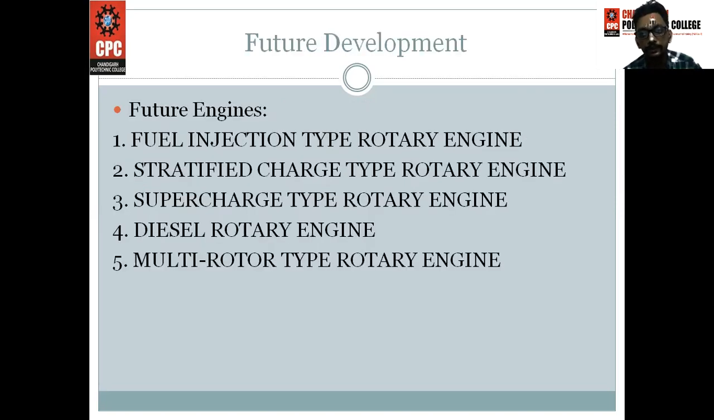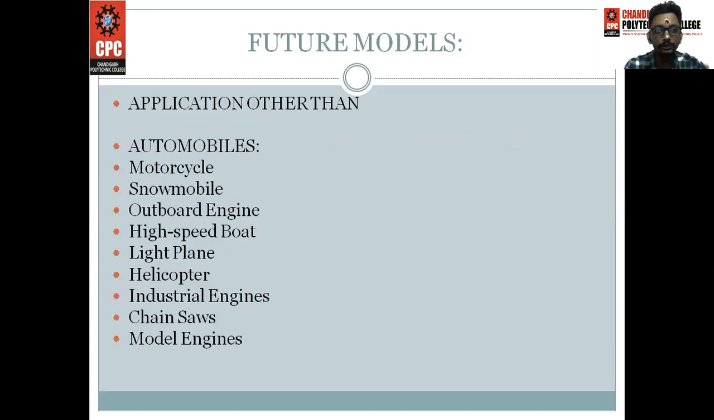Future development. This is the last presentation on the topic of the Wankel engine: future injection type rotary engines, stratified charge type rotary engine, supercharged type rotary engine, diesel rotary engine, and last is future development in a multi-rotor type rotary engine. So future models are also another part of the future application, other than automobiles: motorcycles, snowmobiles, outboard engines, high-speed boats, light planes, helicopters, industrial engines, chainsaws, and model engines. These are the application future models, right?